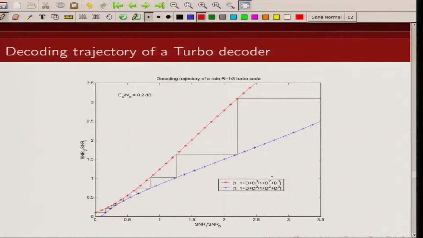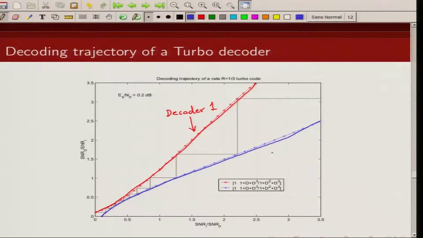What you see in red is the transfer characteristics of the first decoder, decoder 1, and what you see in blue is the transfer characteristics of decoder 2. They are the same encoders. This is a symmetric turbo code I am considering.